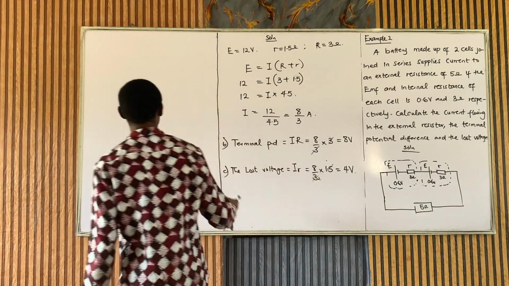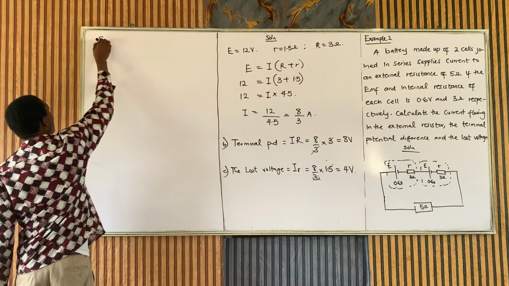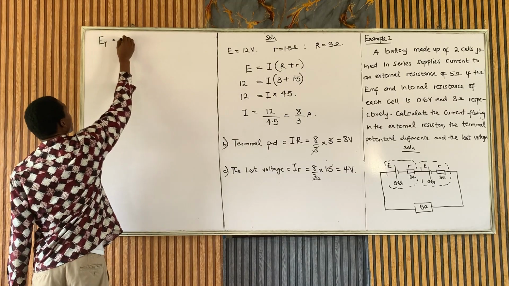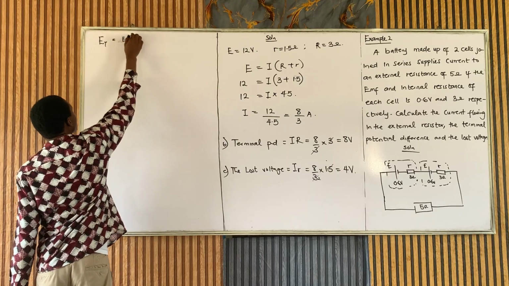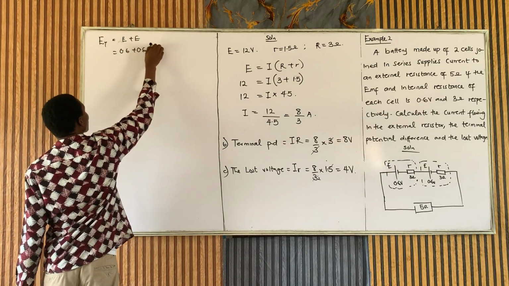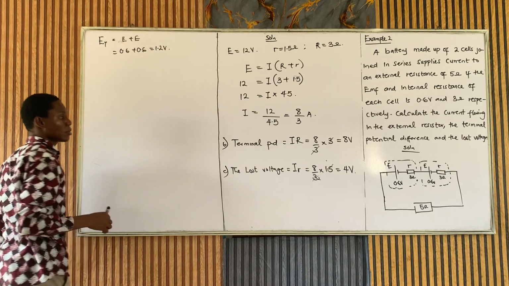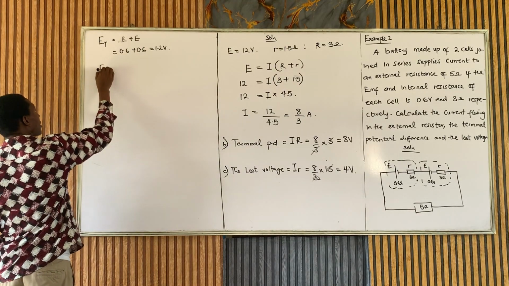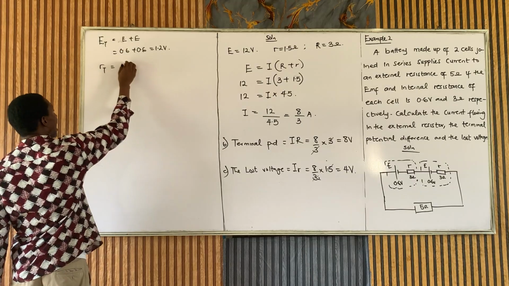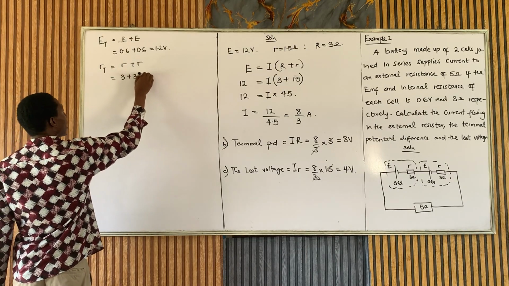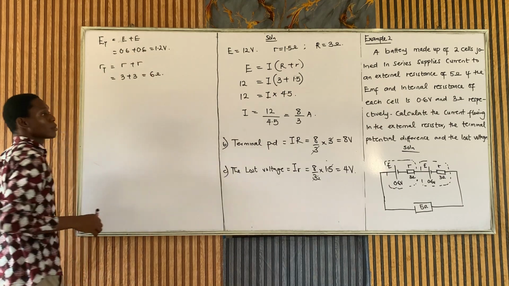Now, the first thing to do is to get the total EMF. Because they are connected in series, it will be 0.6 volts, the EMF of the first one, plus 0.6, and that's 1.2 volts. Again, we have the total internal resistance. Since it's in series, that should be r plus r. Now that will be 3 plus 3, and that will give us 6 ohms.